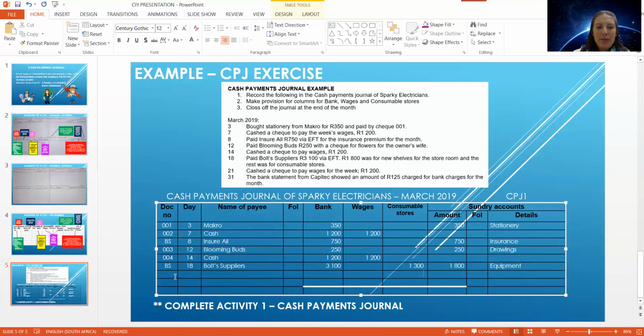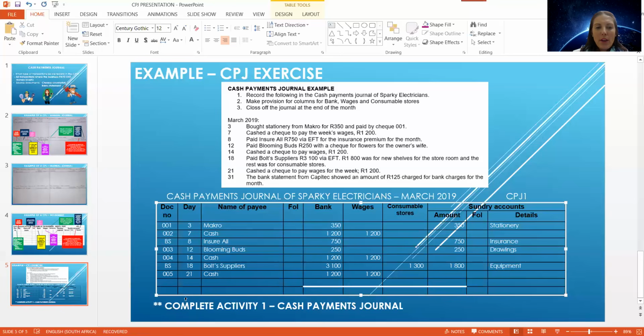Right, on the 21st, the second last transaction, again cashed a cheque. You see this business pays wages weekly, so it's cashed a cheque. The last one I see there was 004, so this should be 005. The day is the 21st. Cash, what's the amount? I see they pay the same amount of wages every week, and that's how we will record it in our CPJ.